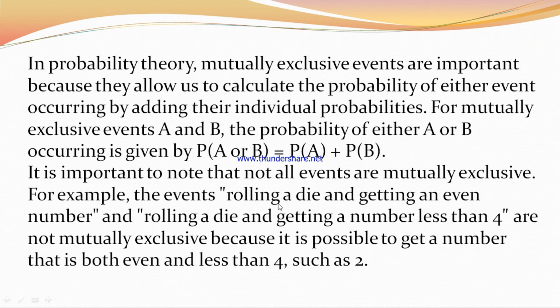It is important to note that not all events are mutually exclusive. For example, the events rolling a die and getting an even number, and rolling a die and getting a number less than 4 are not mutually exclusive, because it is possible to get a number that is both even and less than 4, such as 2.